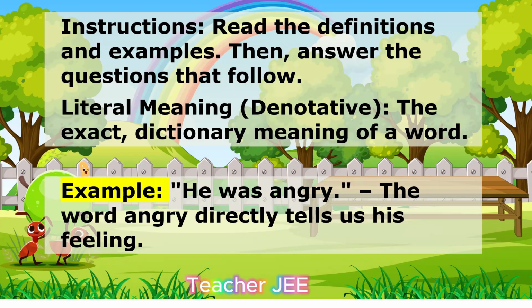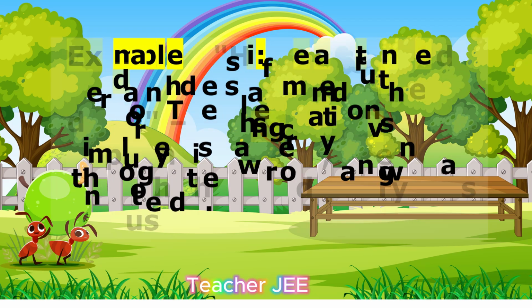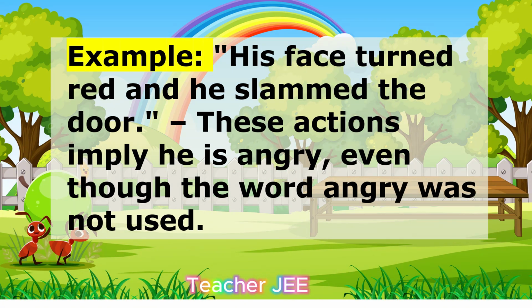Now, read the definitions and examples, then answer the questions that follow. Literal meaning, or denotative, is the exact dictionary meaning of a word. Example: he was angry. The word angry directly tells us what he's feeling. An implied meaning, or connotative, is the suggested or emotional meaning of a word. It may hint at feelings or traits without stating them directly. Example: his face turned red and he slammed the door. These actions imply he is angry, even though the word angry was not used.